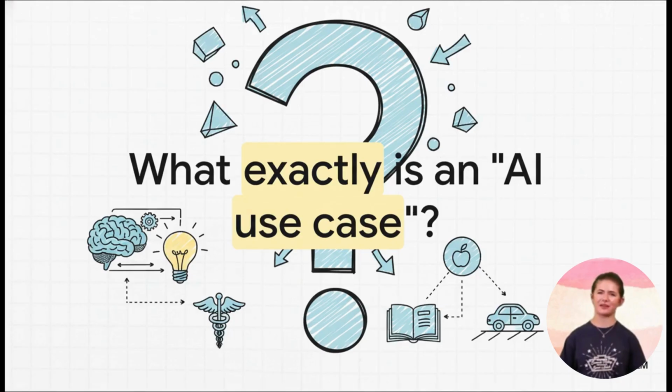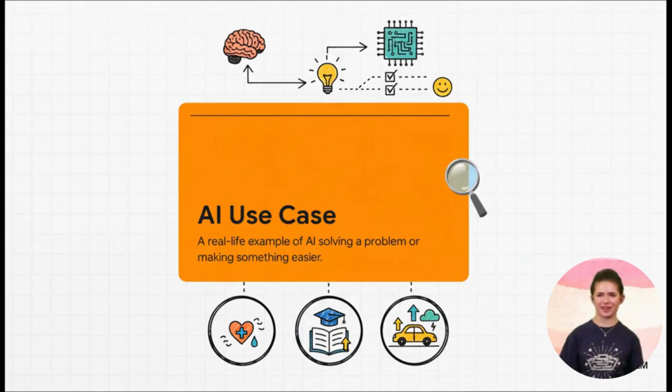It sounds kind of technical, maybe a little intimidating. Well, let's just get right into it and ask the big question. What exactly is an AI use case anyways? And honestly, the answer is super simple. An AI use case is just a real-life example of AI doing something useful. That's it. It's not some crazy abstract idea. It's just AI out in the wild solving a real problem or just making something way easier for us. So where are we actually seeing this stuff?